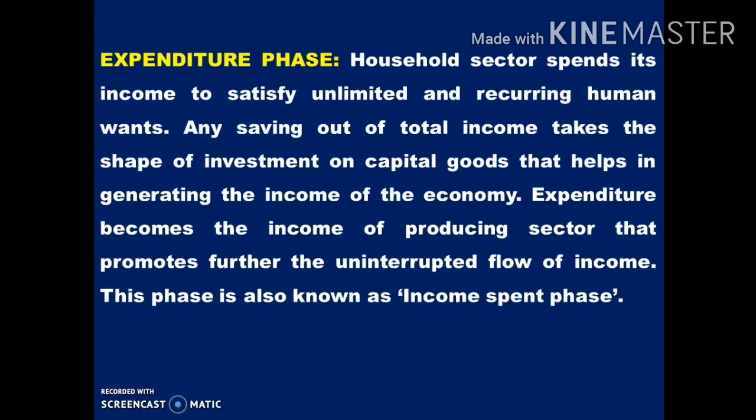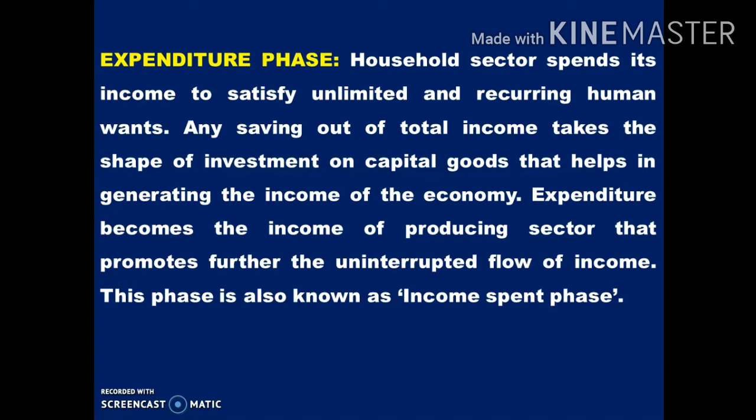Next we are going to see the expenditure phase. The household sector spends its income to satisfy unlimited and recurring human wants, and savings out of total income take the shape of investment in capital goods, which helps in generating the income of the economy. Expenditure becomes the income of the producing sector, which promotes the uninterrupted flow of income. This phase is known as the income spend phase.